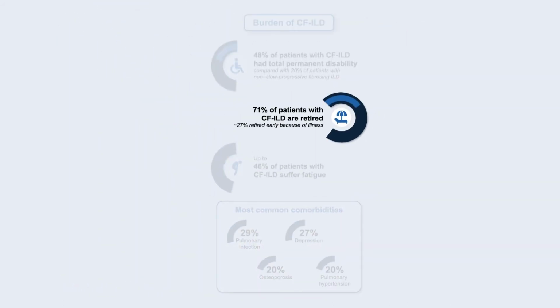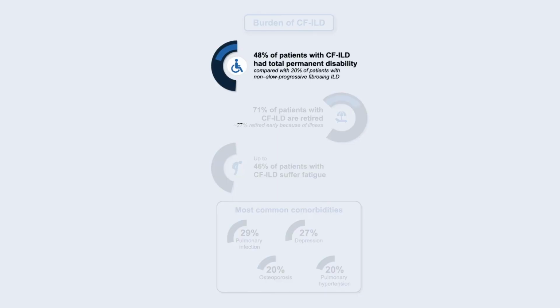71% of chronic fibrosing interstitial lung disease patients are retired, and almost 27% retired early because of their illness. So you've got to think about that, right? This is the time when patients want to enjoy their life. They want to retire. 48% of chronic fibrosing interstitial lung disease patients had total permanent disability compared with 20% of the non-slow progressing fibrosing ILD, right? So 50% of these patients are having a disability now.